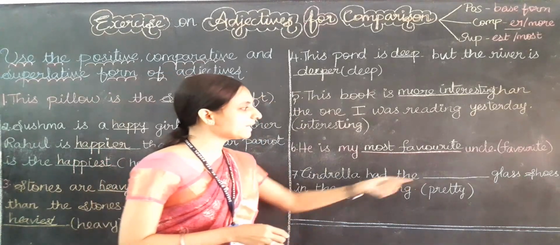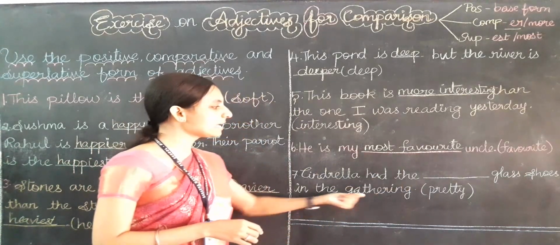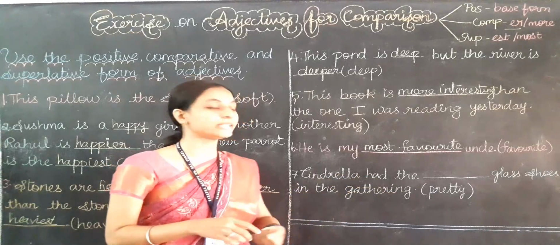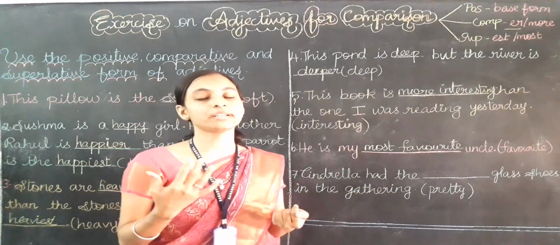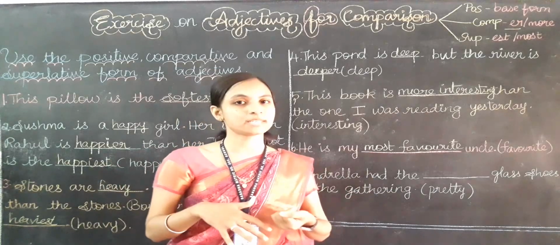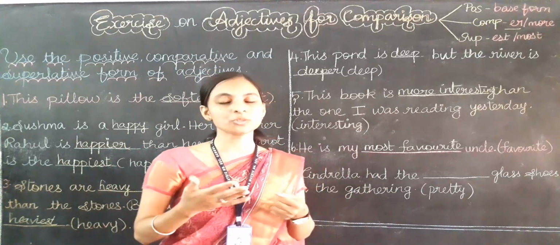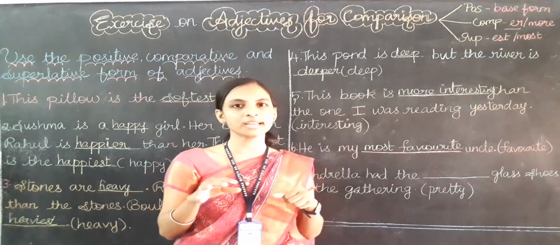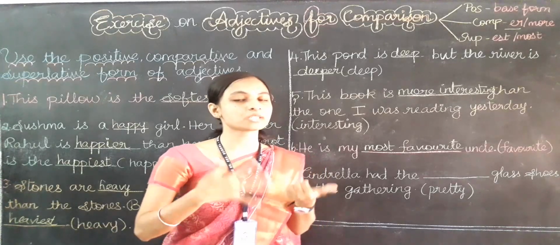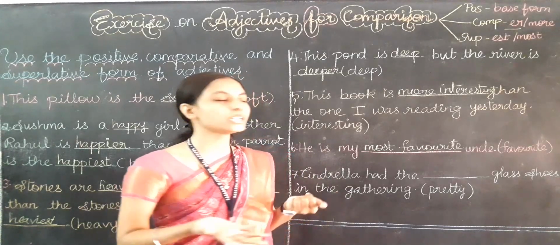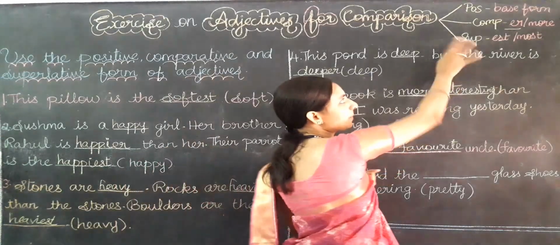Cinderella had the dash glass shoes in the gathering. You already know the story of Cinderella, right? She has the most beautiful shoes which no other girl has, right? So here we are showing the best shoes only. When we are talking about the best thing, which form of adjective do we need to use? Superlative only.